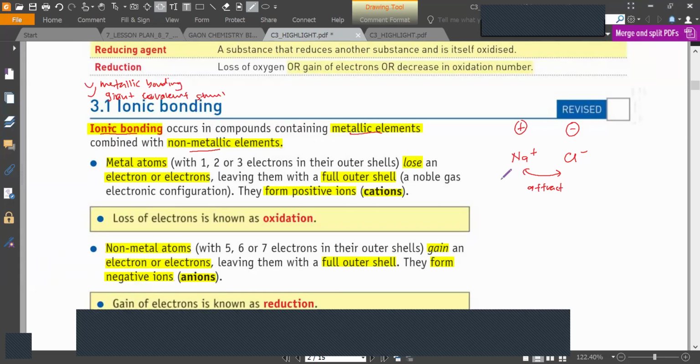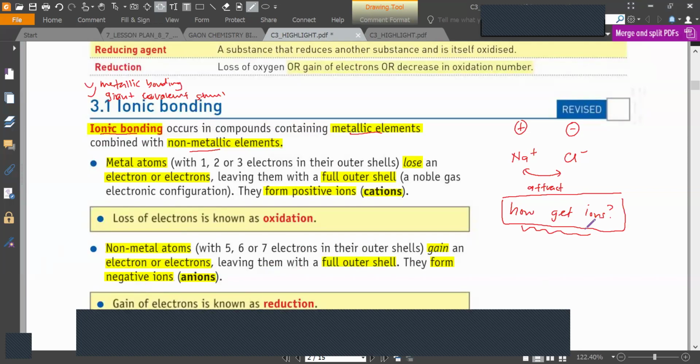But how do we get these ions? This is the big question. Once we have the ions, they will attract. But how do we get these ions?